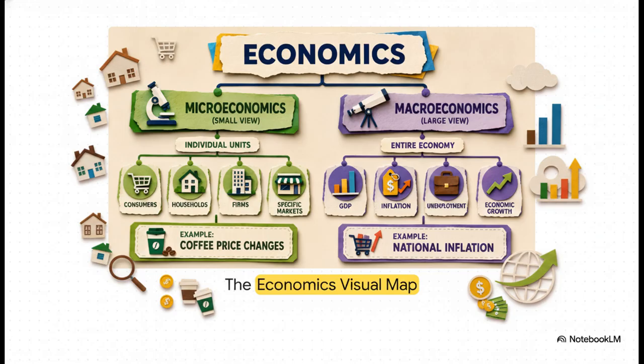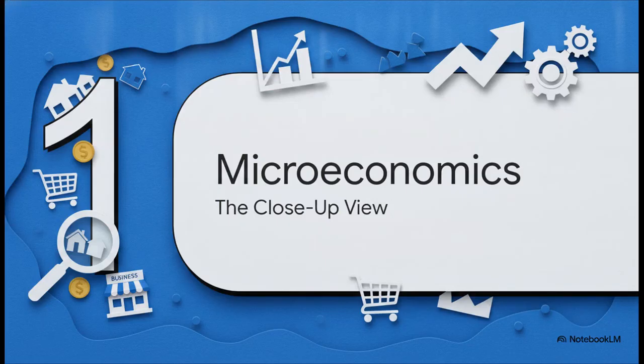When you lay it all out, the entire field of economics naturally splits right down the middle into two distinct domains. Over on one side, you've got this small view. That's microeconomics, where we isolate individual things like consumers, households, and specific businesses. Then, way over on the other side is the large view, macroeconomics. And that's where we group the entire economy together to look at massive concepts like GDP, nationwide inflation, and overall unemployment. Part 1, Microeconomics, the close-up view.